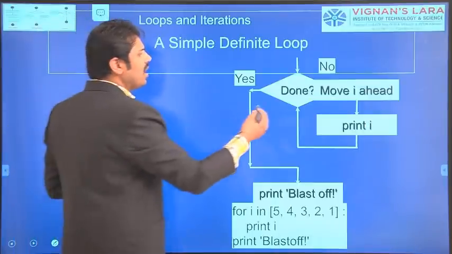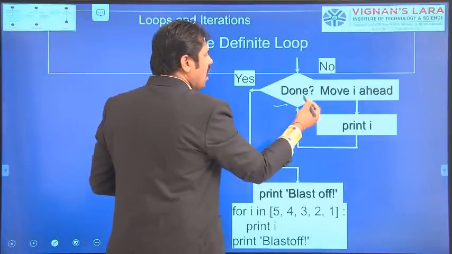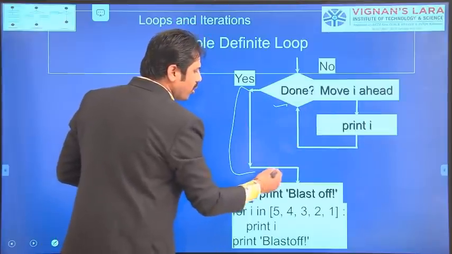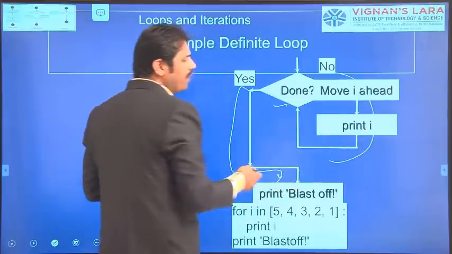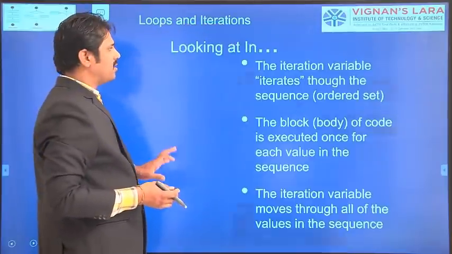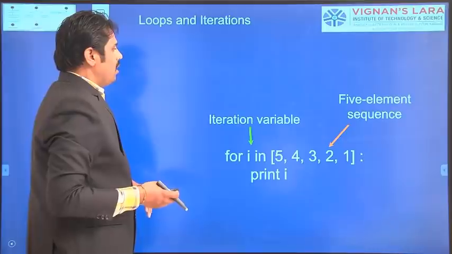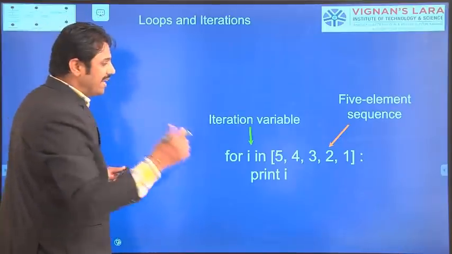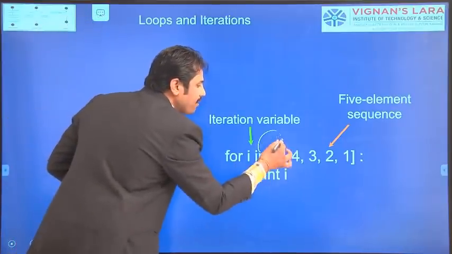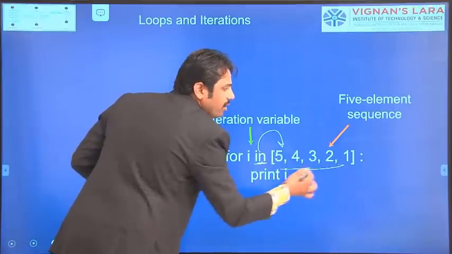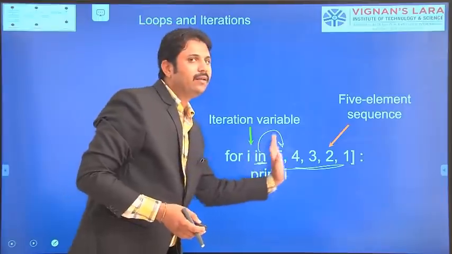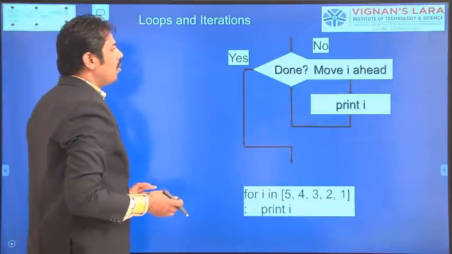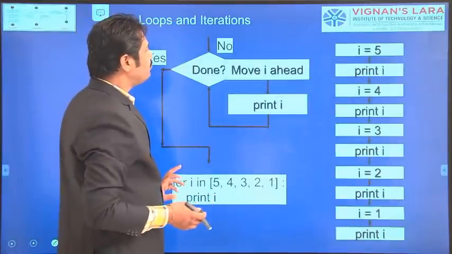So if it is yes, it is going to run the loop. If it is no, it is going to print the statement. Like this. So we are going to see the in statement. In is nothing but in the array. Okay, for i in array. So like this we have to move.